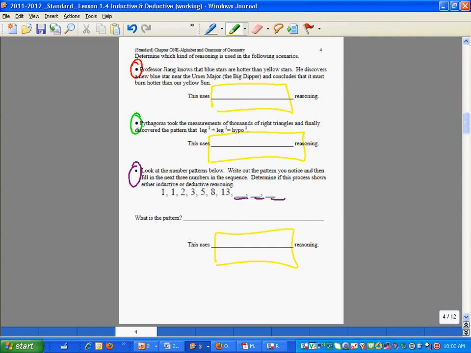I want these read aloud, please. Make sure they're all read aloud.